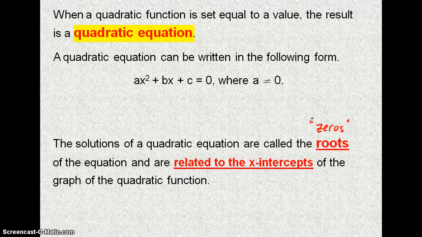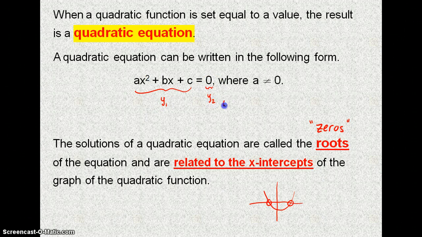All of these solutions or roots are related to the x-intercepts of the graph of the quadratic function. So what you're going to be thinking about is, if this is graphed, where does the graph hit the x-axis? If we were putting this in our graphing calculator, we would put this side into y1, and we would put this side into y2. So y would be equal to 0. And where does y equal 0? y equals 0 is the x-axis. So we're going to be looking for those points right along the x-axis.